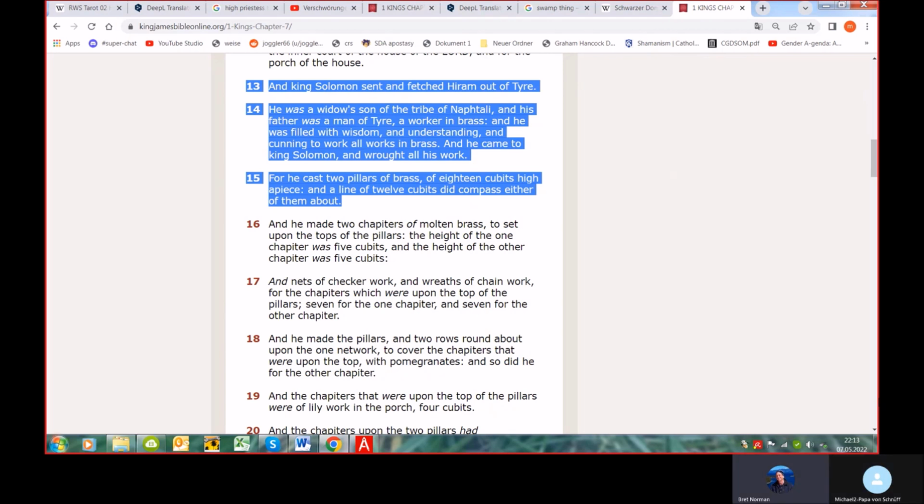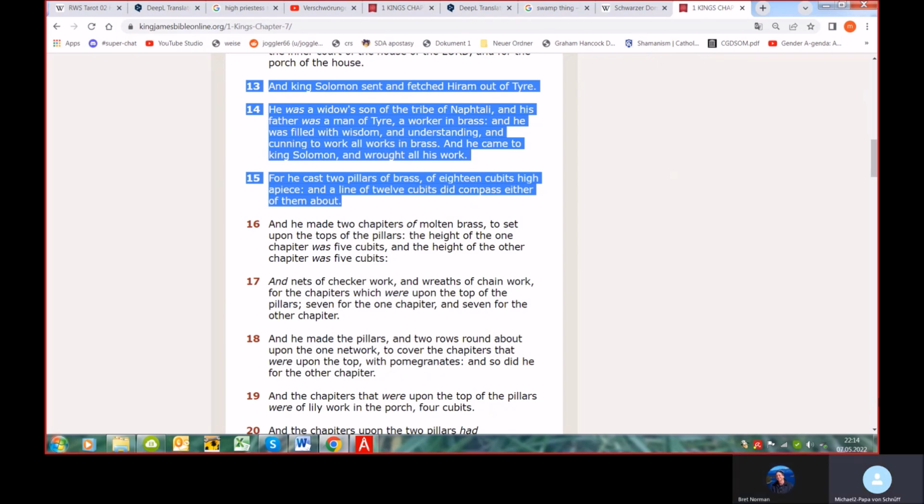And King Solomon sent and fetched Hiram out of Tyre. He was a widow's son of the tribe of Naphtali, and his father was a man of Tyre, a worker in brass, and he was filled with wisdom and understanding and cunning to work all works in brass. And he came to King Solomon and wrought all his work, for he cast two pillars of brass, eighteen cubits high apiece, and a line of twelve cubits did compass either of them about.